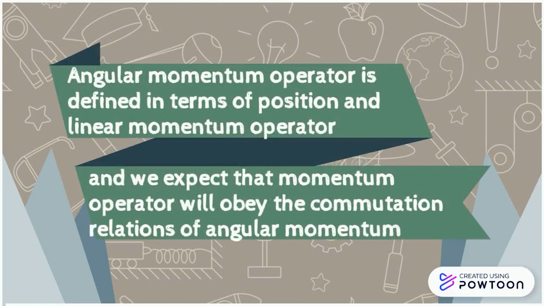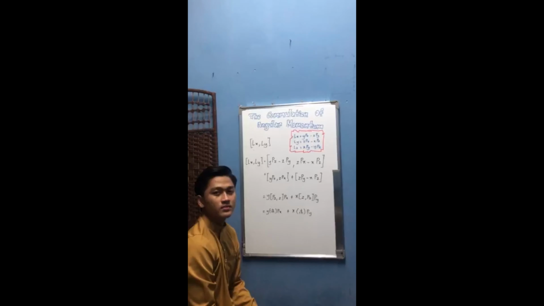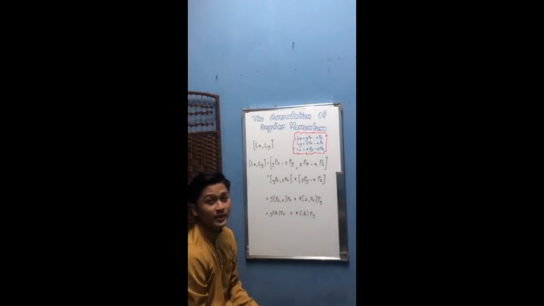The angular momentum operator is defined in terms of position and linear momentum operators, and we expect that the momentum operator will obey the commutation relation of angular momentum. The commutation of angular momentum.